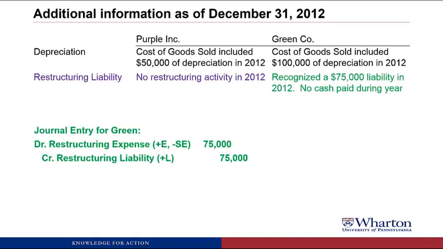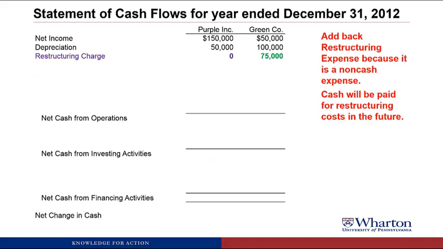To reinforce this point, let's take a look at the journal entry Green would make when they record this restructuring liability. They debit restructuring expense for $75,000. That represents the amount of expected future cash flows they're going to spend on the restructuring, which they're required to recognize an expense in the year they make the decision to restructure. They credit the restructuring liability for $75,000, which of course is the obligation to pay that cash in the future. Notice there's no debit or credit to cash here, so this is a transaction that has no cash impact. So we treat the restructuring charge like depreciation. It's a non-cash expense, so to remove the non-cash expense, we add it back to get from net income to cash from operations.